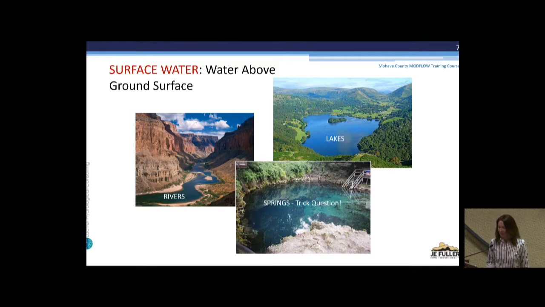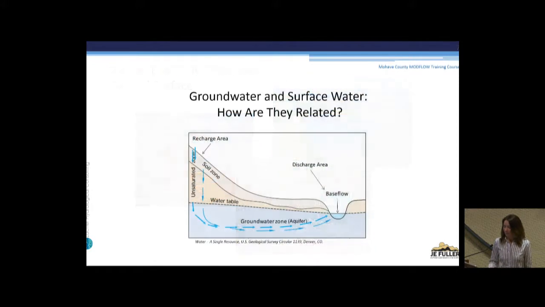So springs and rivers and lakes are often well connected to groundwater. Sometimes they are, sometimes they aren't in the desert. But we're going to be focused primarily today on systems that are connected to the groundwater. So let's talk about that connection. How are these systems related?